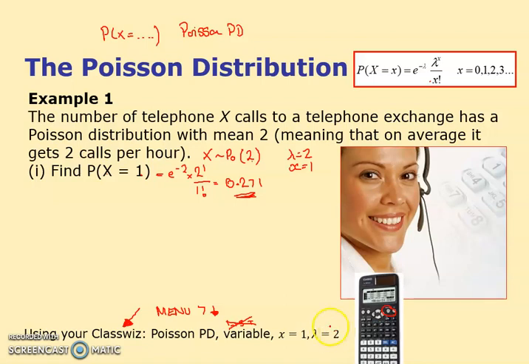It says x equals 1 and lambda is 2, and of course we saw that before. It tells you what to do, and you press go. Sure enough, the answer is 0.2707 and a bit. So that's how you get the calculator to do the work.